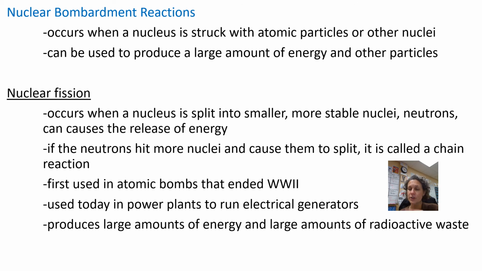Also, other particles can be given off because of the decays. And so we have two forms of nuclear reactions. First one is fission. Fission is when a nucleus is split into smaller, more stable nuclei, neutrons are in there, energy is released. Sometimes this reaction starts with just one atom being hit by one other particle, but it can become a chain reaction. If more particles fly out and they hit more particles, this is the basis for the first atomic bombs, the ones that we used to end World War II.